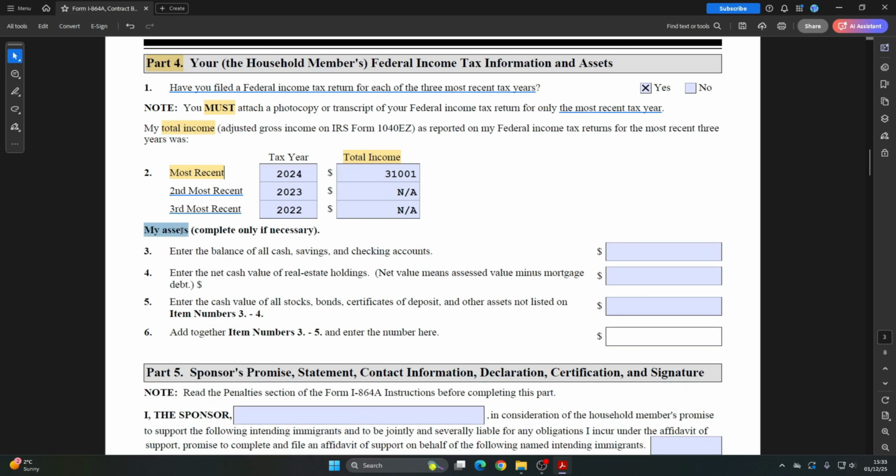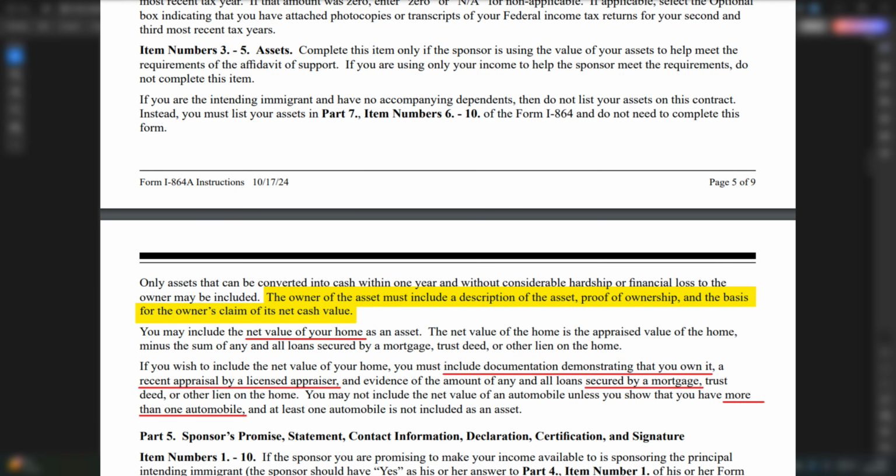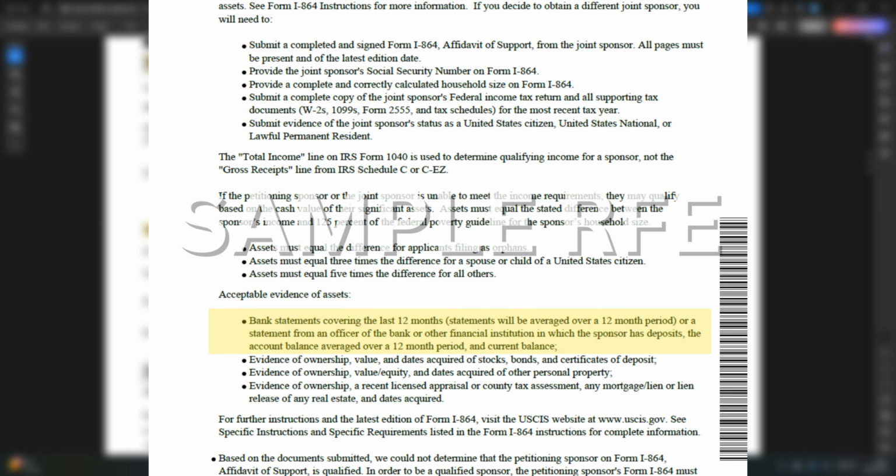And next, if you are the kind of household member that is planning to provide your assets, then you can indicate the value of those assets here. I went into more detail about assets in the I-864 guide, so you should be aware that any asset that you include will have to be backed by evidence of those assets. And in terms of savings and checking accounts, you will need to provide 12 months of bank statements to show that you have maintained those kinds of assets.